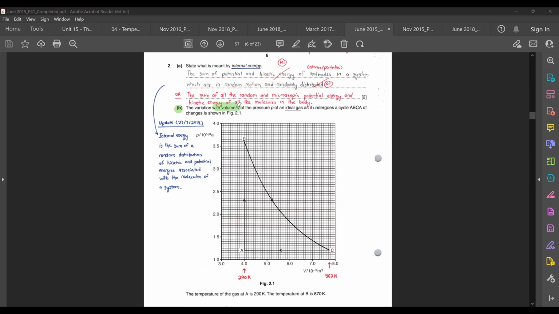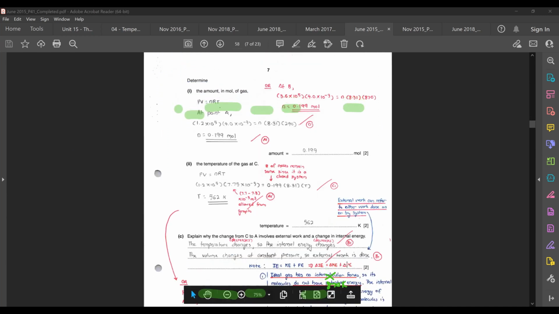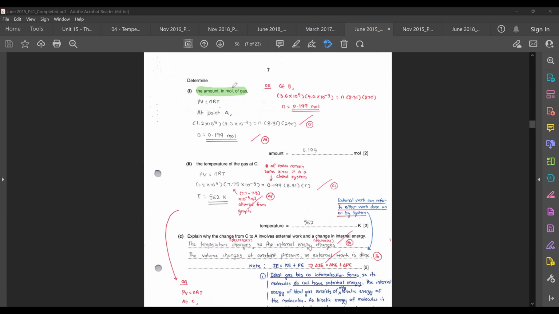The variation with volume V or the pressure P of an ideal gas as it undergoes cycle ABCA of changes is as shown in figure 2.1. The temperature of the gas at A is 290 Kelvin and the temperature at B is 870 Kelvin. They ask you subsequently to find out the amount in mole of the gas and the temperature of the gas at C.